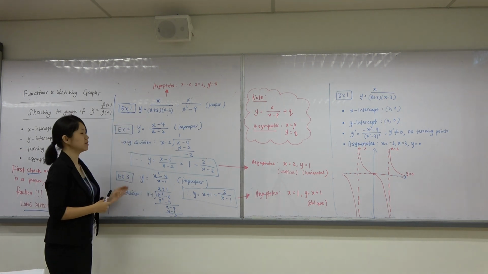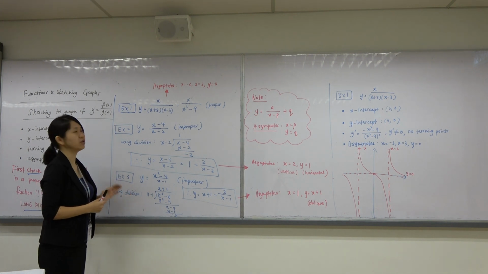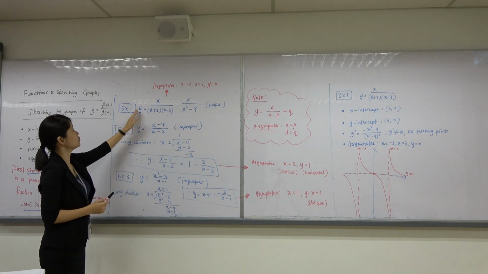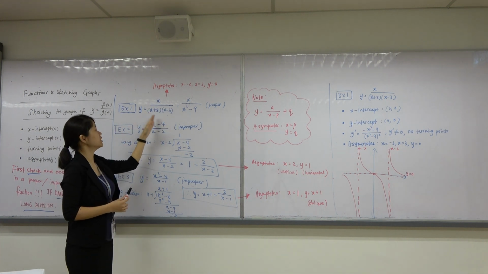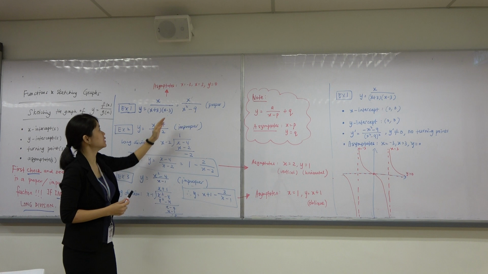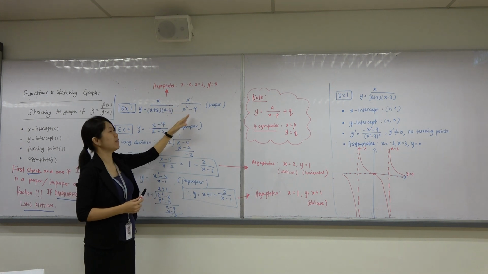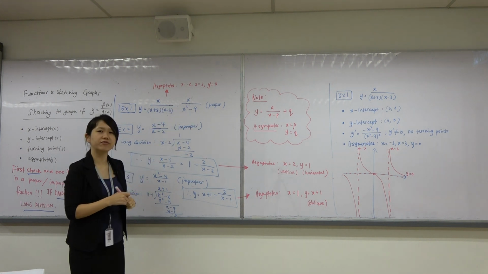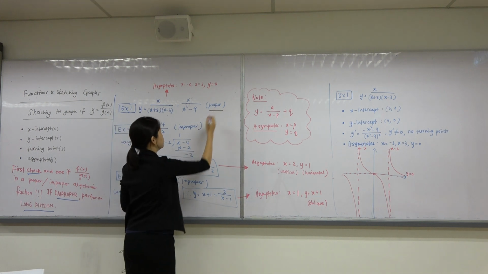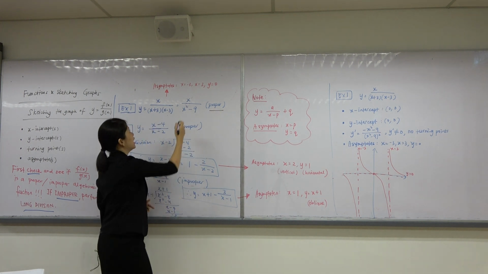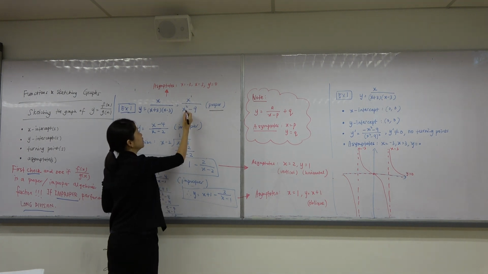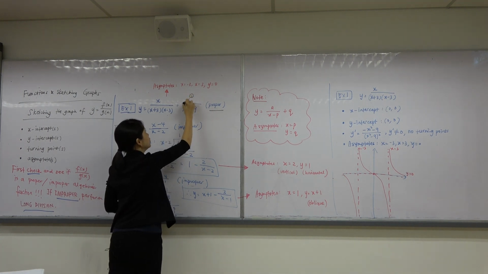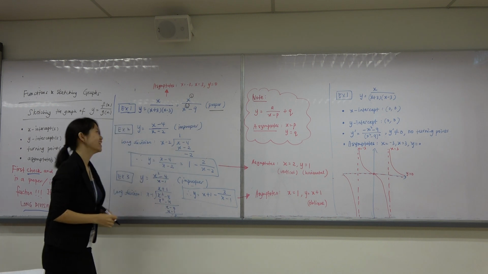Let's look at the 3 examples that I have laid out on the board. The first one says y equals x over (x plus 3)(x minus 3). If you expand the denominator, you will see x over x squared minus 9. This is what I call a proper fraction. Why? Because the highest power of the numerator is 1 and the highest power of the denominator is 2, hence it is 1 over 2, a proper fraction.